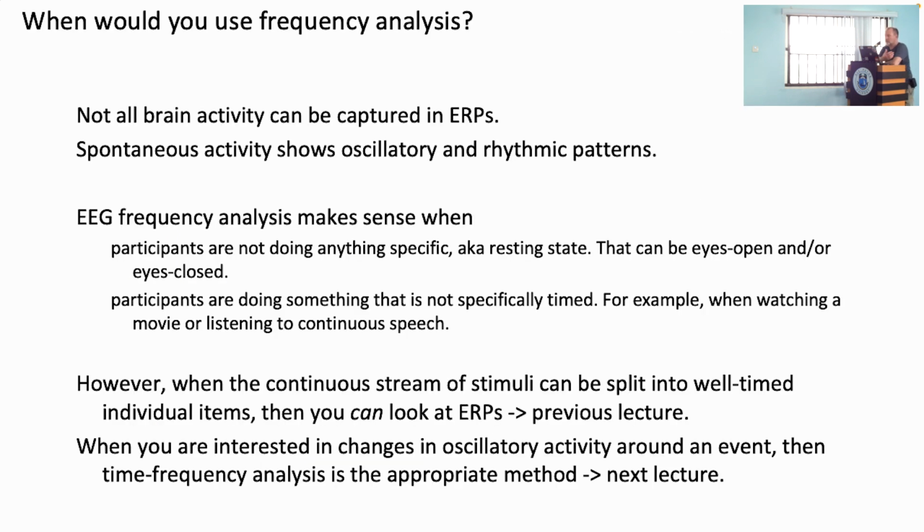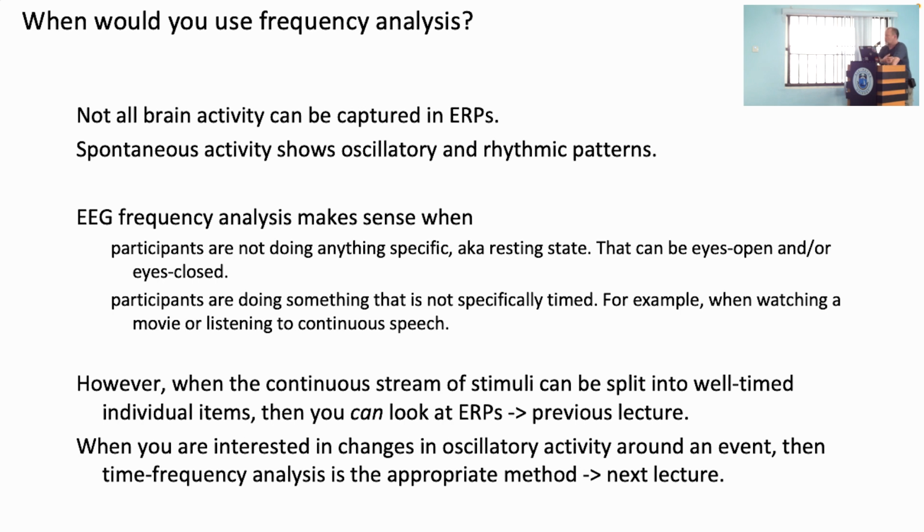So when would you want to use frequency analysis? Not all brain activity can be captured in the event-related potentials, and spontaneous brain activity shows oscillatory and rhythmic patterns. EEG frequency analysis makes sense when participants are not doing anything specific, which is also known as resting state. Resting state can be recorded with the eyes open or with the eyes closed. If participants close their eyes, then we typically see alpha waves appearing. That's also what we saw the day before yesterday with the EEG system. When we had the participant close their eyes, we saw very nice alpha waves over the occipital electrodes.